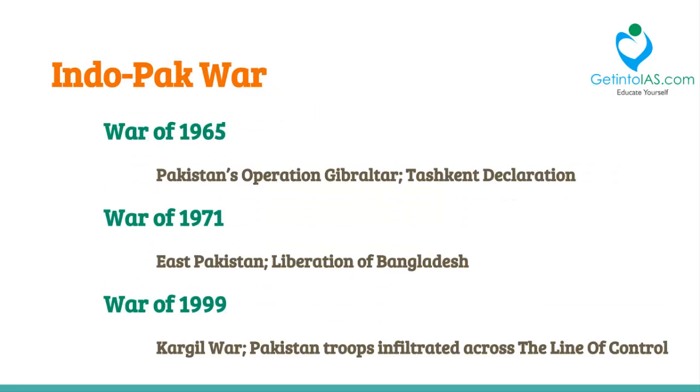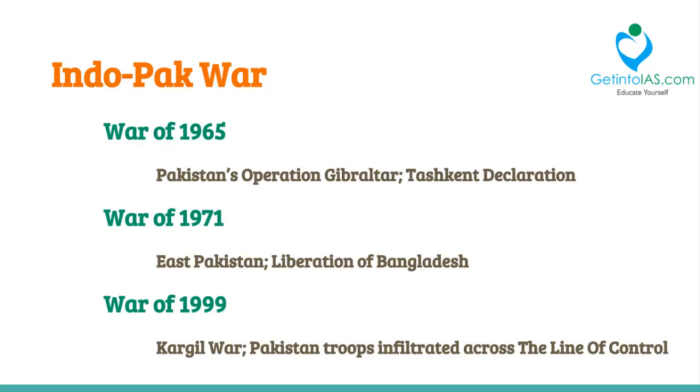Next, about the Indo-Pak wars, which happened after independence. The first war happened in 1965. That is the first war of Indo-Pak. The reason for that war was Pakistan's operation called Gibraltar. By this operation, the troops of Pakistan attacked Indians. Finally the war came to an end with the signing of the Tashkent Declaration. The Tashkent Declaration is a peace agreement signed between India and Pakistan. By this declaration, the war of 1965 came to an end.